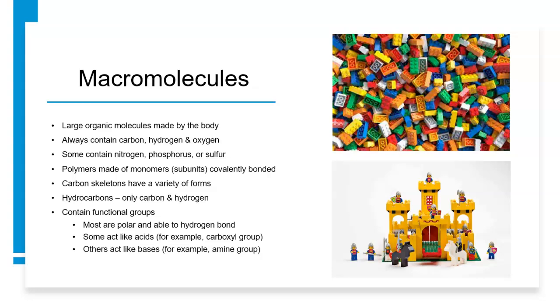A single carbon atom or a carbon skeleton, which is a bunch of carbons all hooked together, can have only hydrogen atoms attached. Okay? They contain carbon bound to carbon or carbon bound to hydrogen. Okay, so those are hydrocarbons. Biological macromolecules are not just hydrocarbons though, because they also contain something called a functional group.